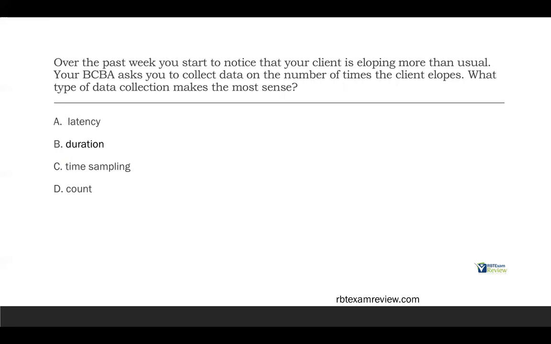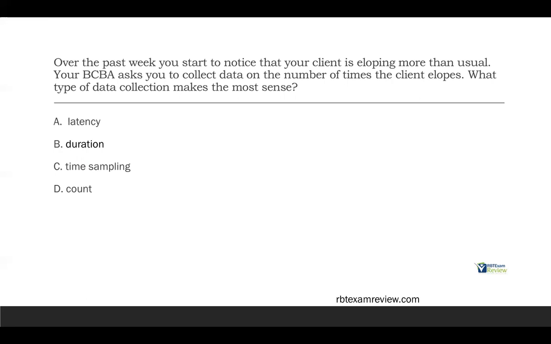Latency, is it latency? Are we measuring the time between an instruction and when they start to elope? No, we just want to know how many times. So latency is out. Duration, are we measuring an amount of time? No, we're just measuring a number. So duration is out. Time sampling, this is continuous measurement, so time sampling is out. So what does that leave us with? Count.